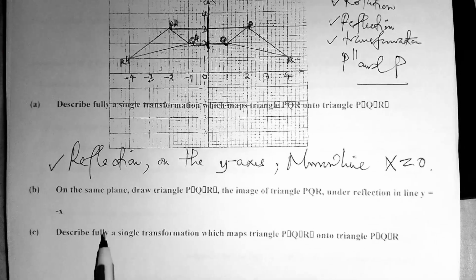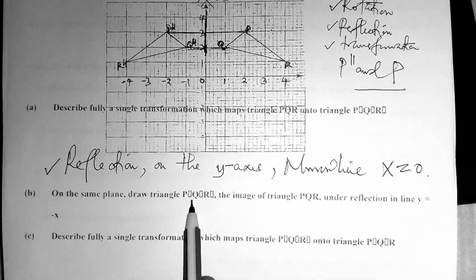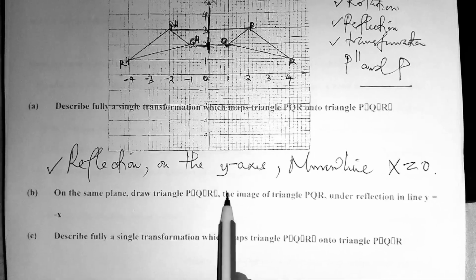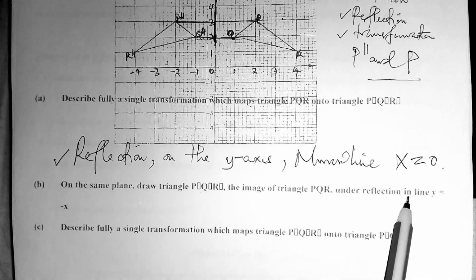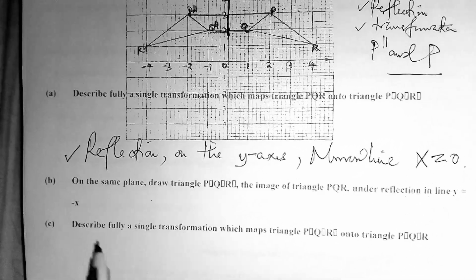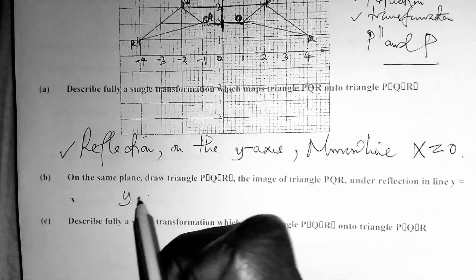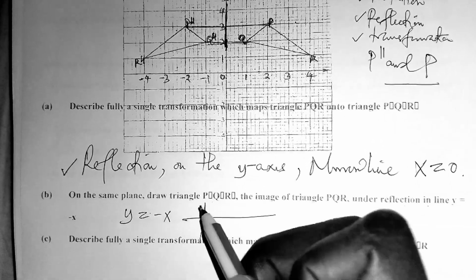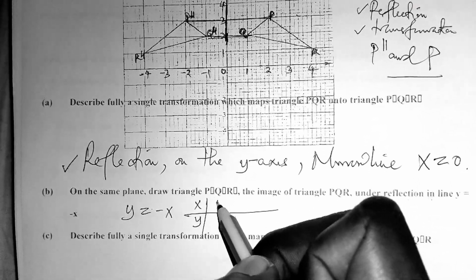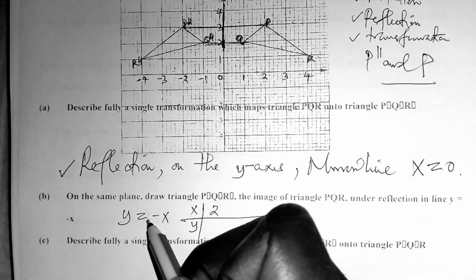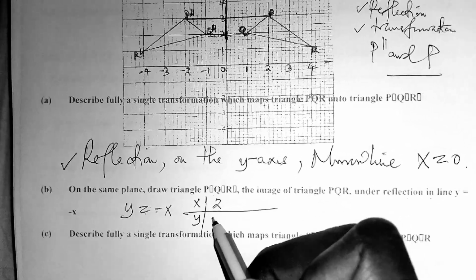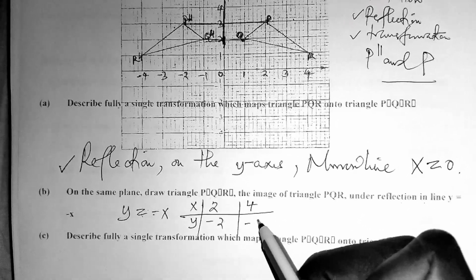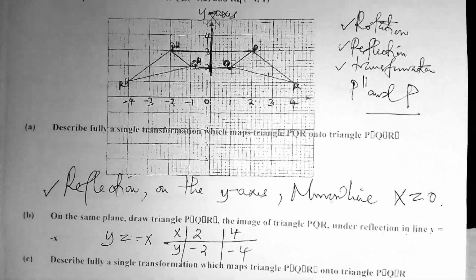Then on the same plane, draw triangle P prime, Q prime and R prime, the image of triangle PQR under a reflection on the line y equals negative x. So you need to draw the line y equals negative x. It is simple. Find at least 2 coordinates. When x is 2, y equals negative 2. When x is 4, y will be equal to negative 4. So go and plot those 2 points.